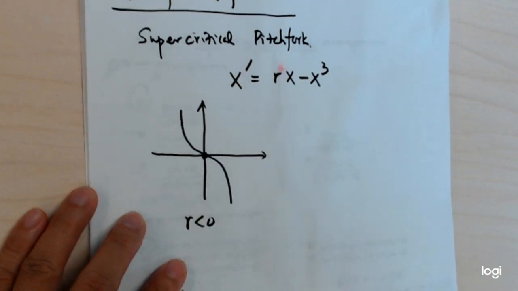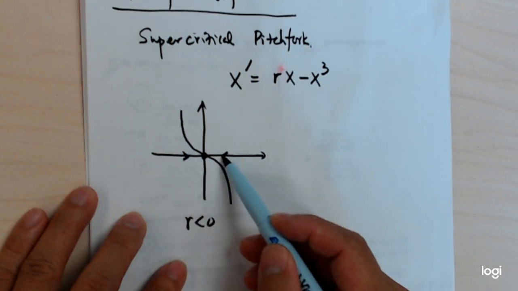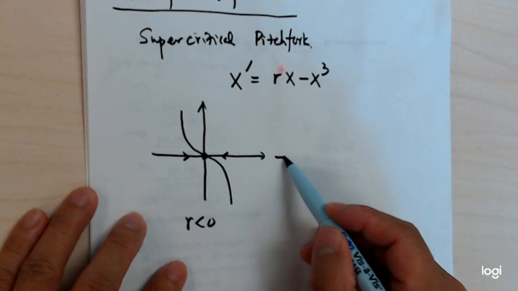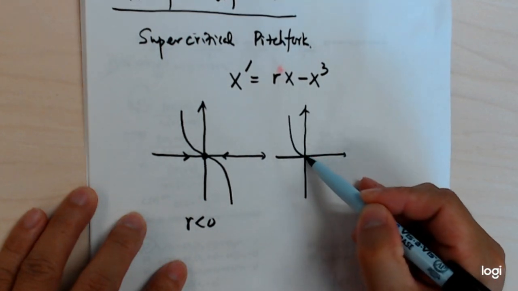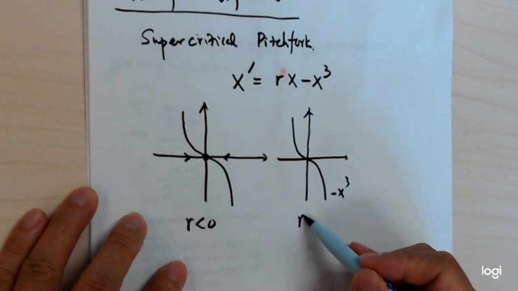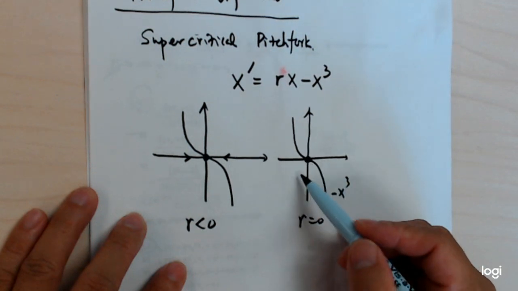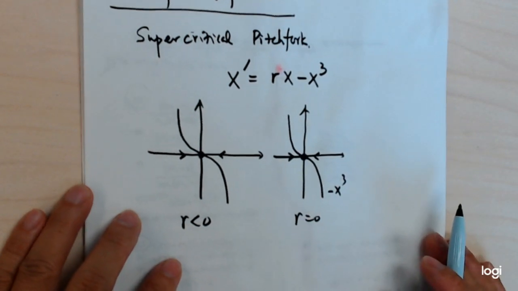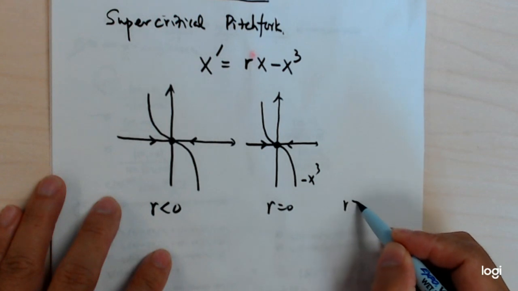So there is only one equilibrium, and this one is stable. When R equals 0, not much is happening, because the graph still looks like this. Basically, it's negative x cubed. There is still just one equilibrium that is stable. Now let's see what happens when R crosses 0 to positive.